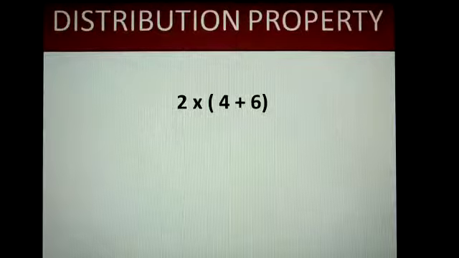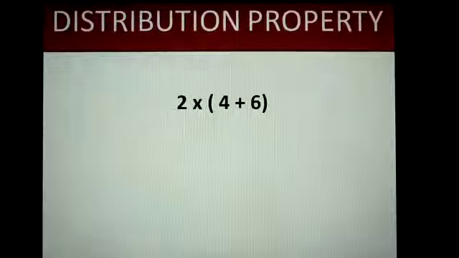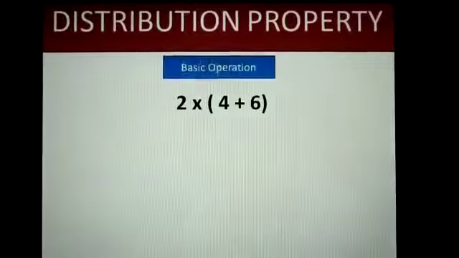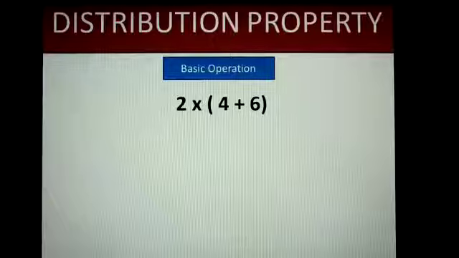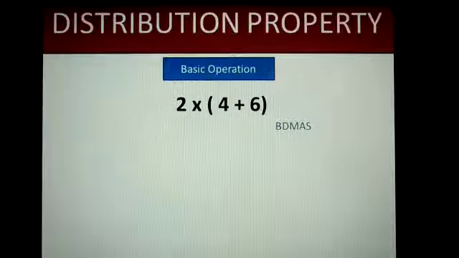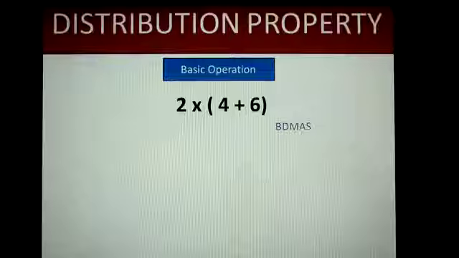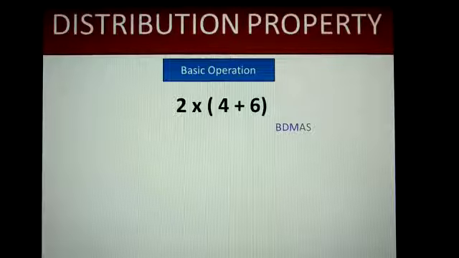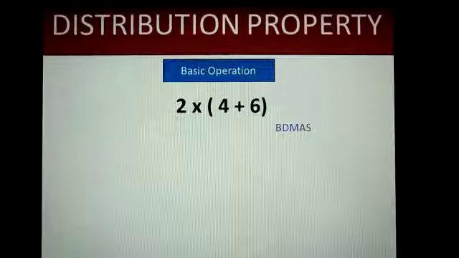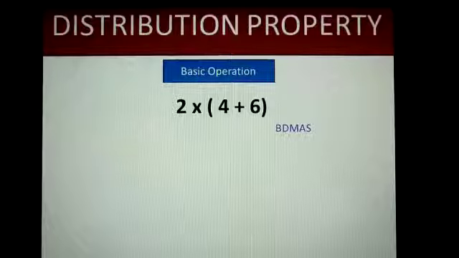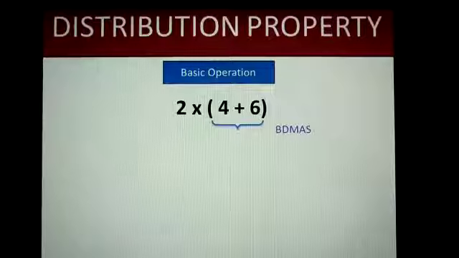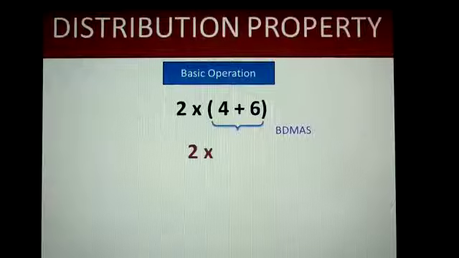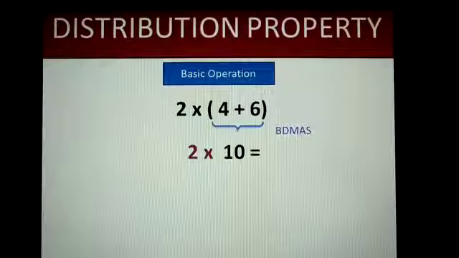The first way will just use the basic order of operation rule that you already know. Let's revise it once. BDMAS means first we solve bracket, then division, then multiplication, then addition, and then subtraction. This rule tells us that we need to do any operation inside of group first. So first we add the 4 and 6, which gives us 10. Next we multiply that by the 2, which gives us a final answer of 20.